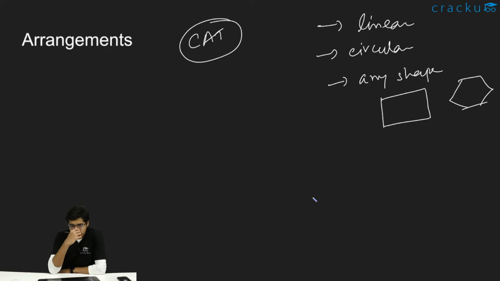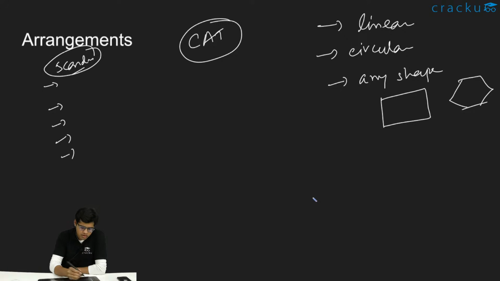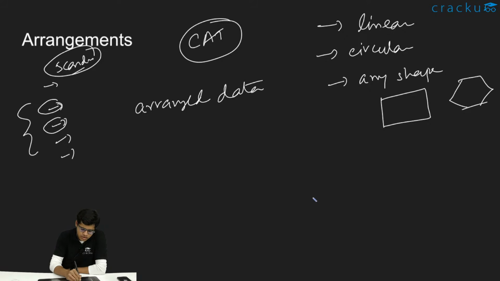So in arrangement, the idea is that we will be given some conditions. Say we are given 5 conditions. We have to use these conditions logically, say we use condition 3 first, then condition 2. Like this, we use the conditions logically, and after we solve the set, we will get an arranged data set which follows these conditions.